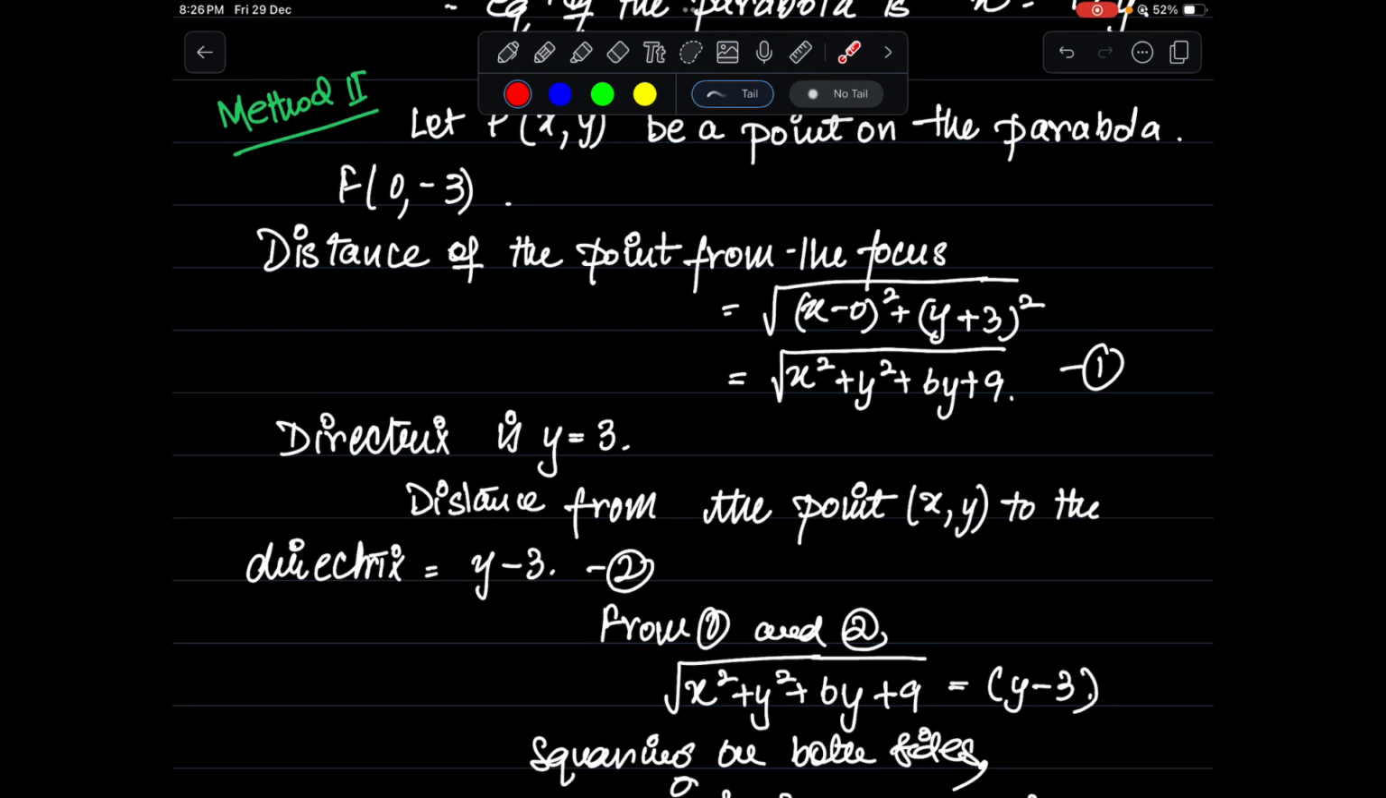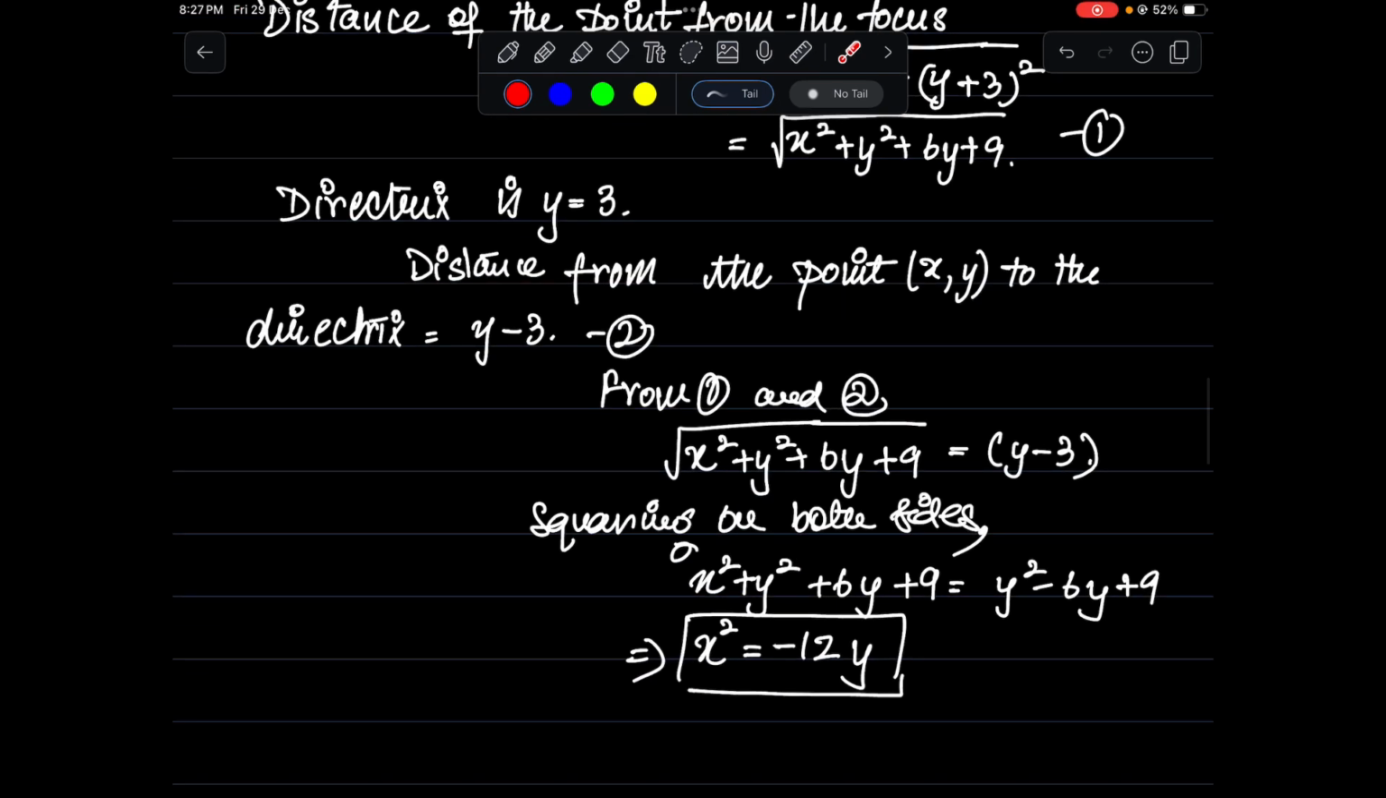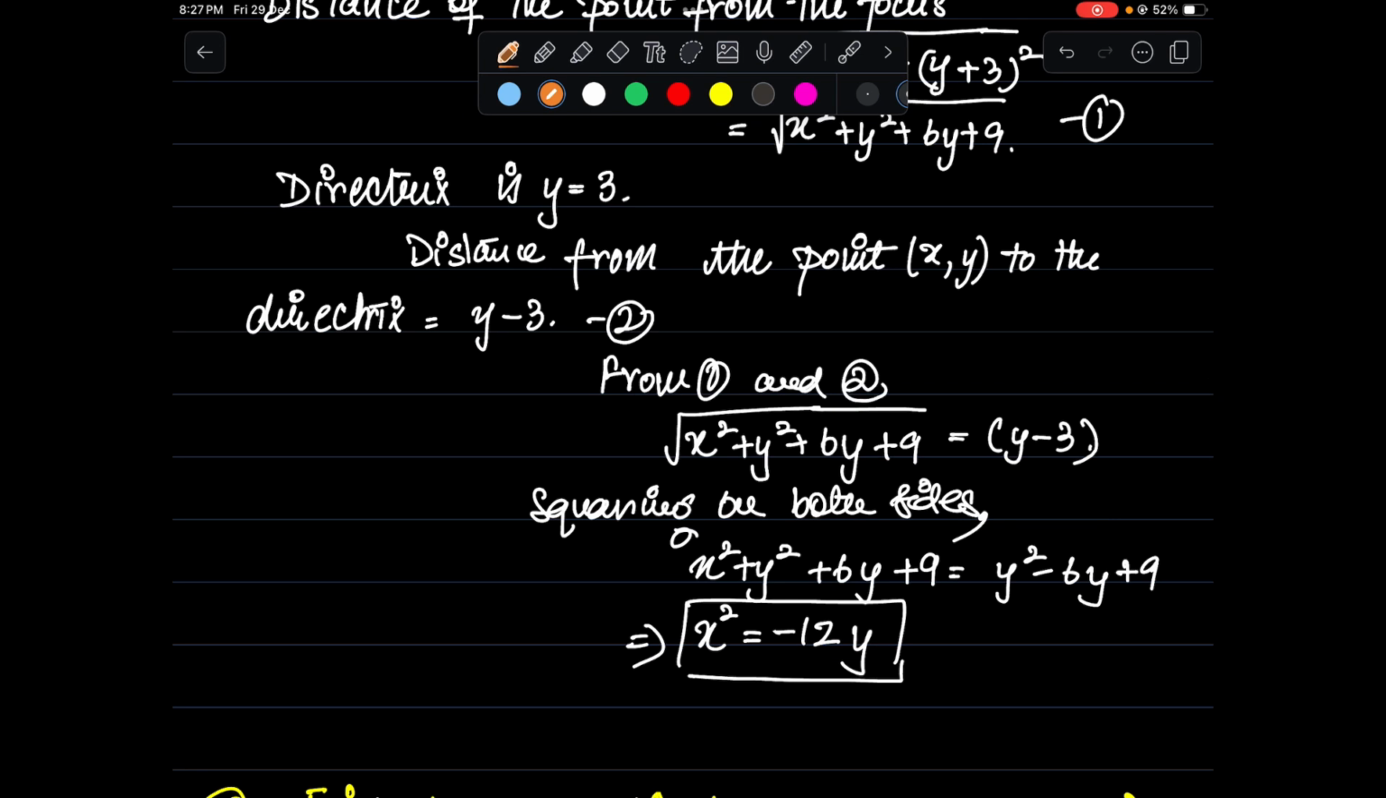So I am finding the distance of this point, any general point on the parabola, from the focus. So this is what I get, the distance formula. I think all of you are aware of that. Next I am going to find the distance of the point from the directrix. Now the directrix is given like this. So let me just quickly tell you what the formula is.